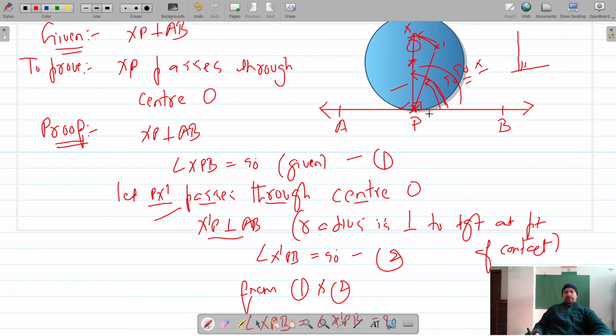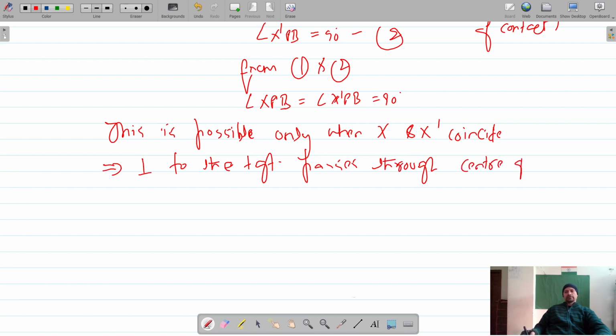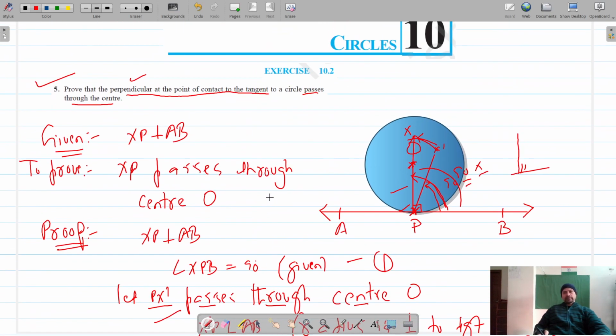So this means that the perpendicular to the tangent passes through the center. So this implies the perpendicular to the tangent passes through the center of the circle. So that solves our question number 5.